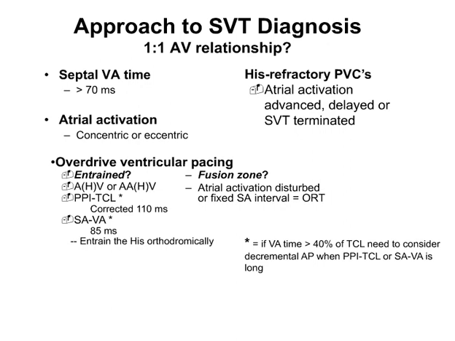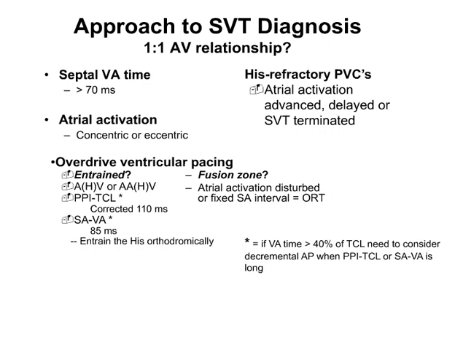Atrial activation, concentric or eccentric. So eccentric is usually a pathway. Concentric, you've got more work to do. Very eccentric, meaning free wall on either side. His refractory PVCs. Again, I told you what to look for there. Overdrive ventricular pacing, we just went through all that.